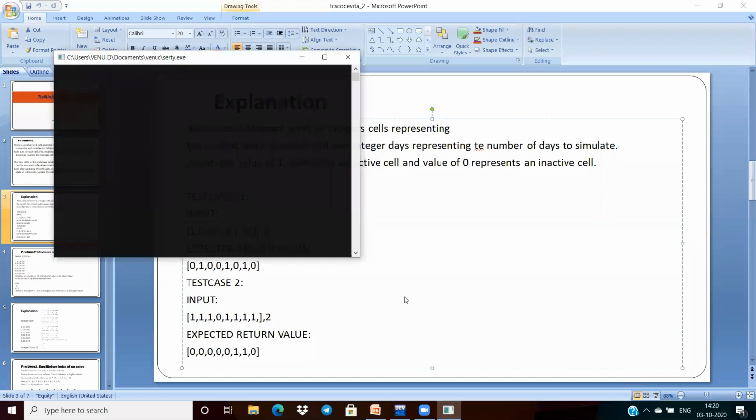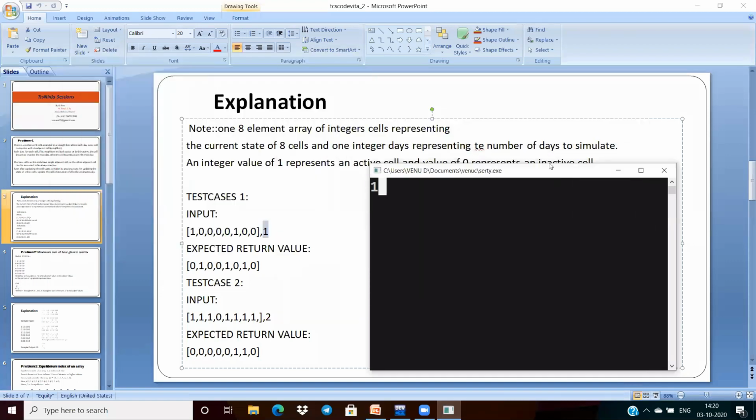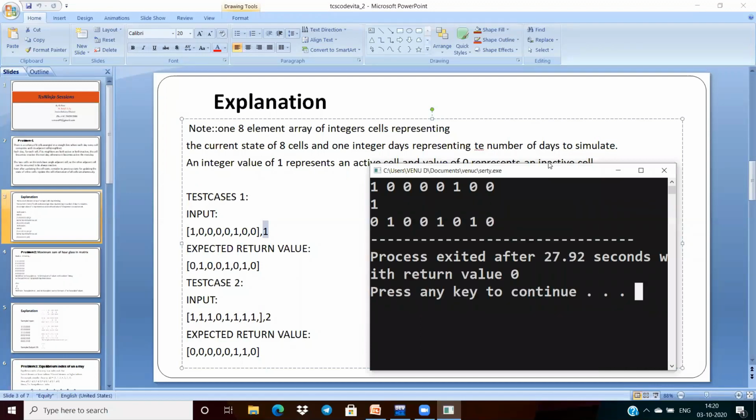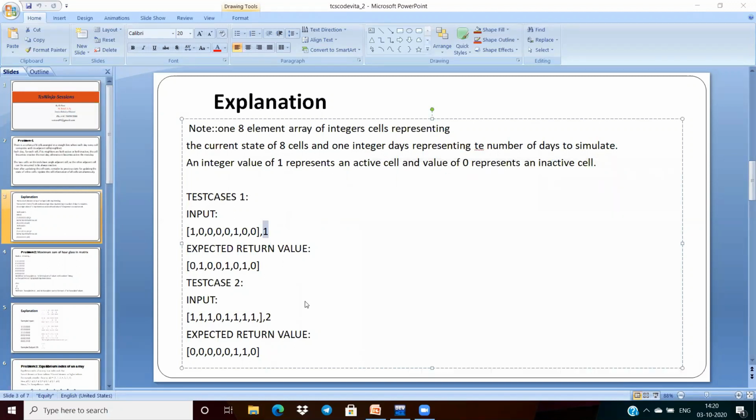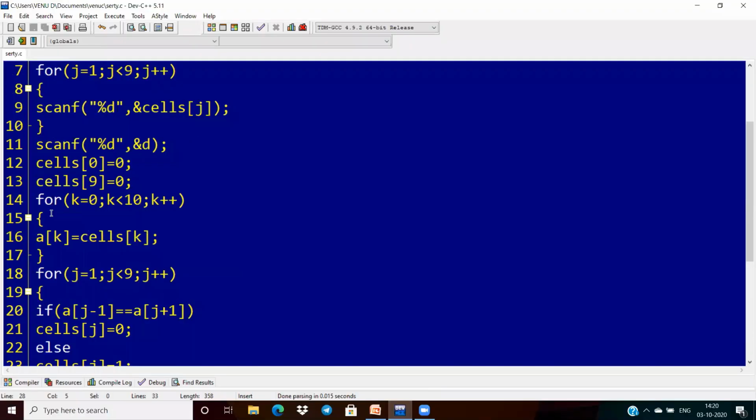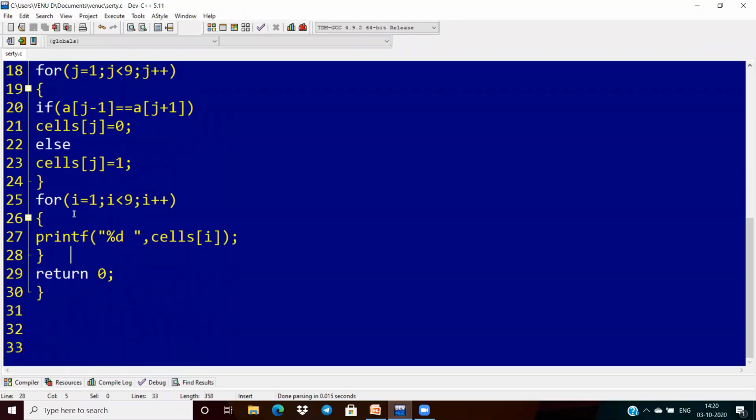So what are the inputs? The inputs are these values: 1 0 0, 4 zeros. How many zeros are there? 4 zeros. Then 1 0 0. Number of days is 1. Then see the output here: 0 1 0 0 1 0 1 0. Yes, I got exactly the correct one. But the problem is that this is the 1 day modification, the modified values of cells.